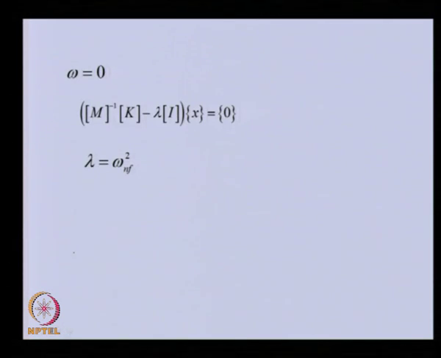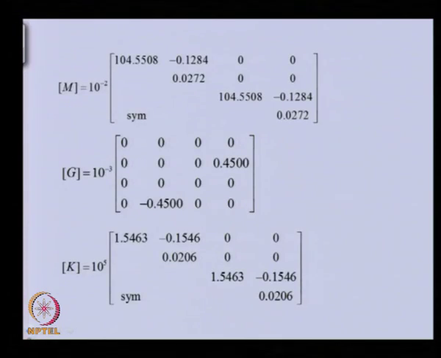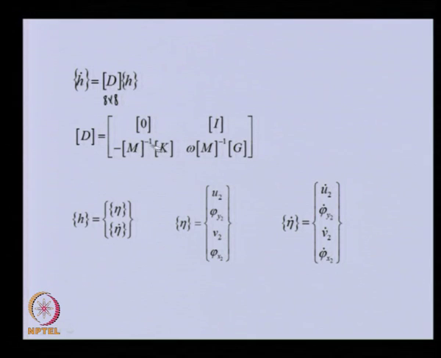Basically we will be multiplying, and because the size will be bigger, I am not showing this. But we can substitute these matrices and generate the D matrix, for which we can obtain the eigenvalue.